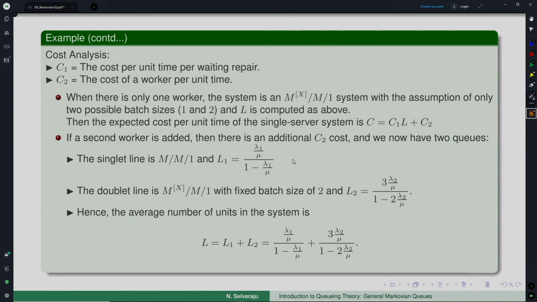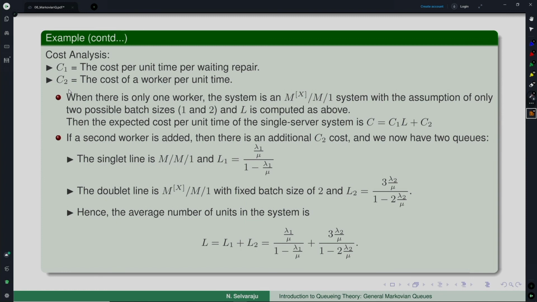Now, let us do the cost analysis, for which we assume C1 is the cost per unit time per waiting repair, because of the way products are waiting for repair before they are pushed into the second stage after the first stage, and the waiting cost you associate with some C1. And C2 is the cost of the worker per unit of time. So, if you want to assign one worker per unit time, then the cost involved is C2.